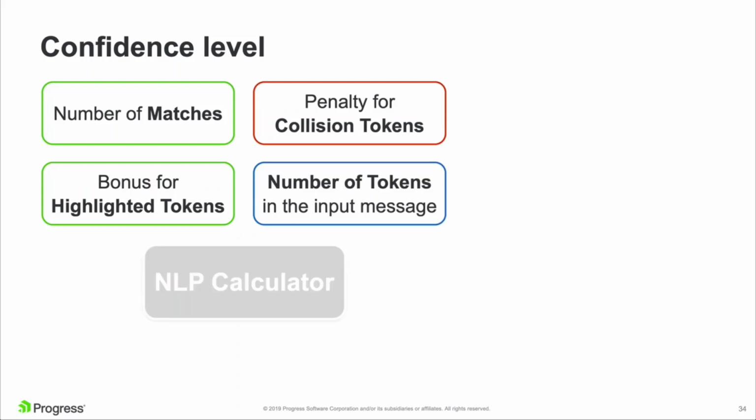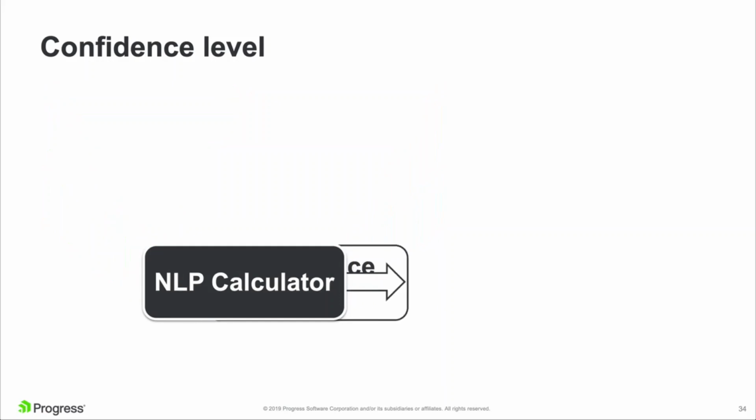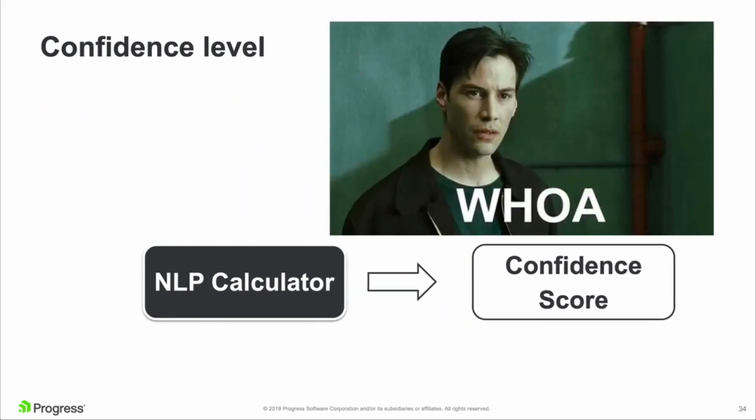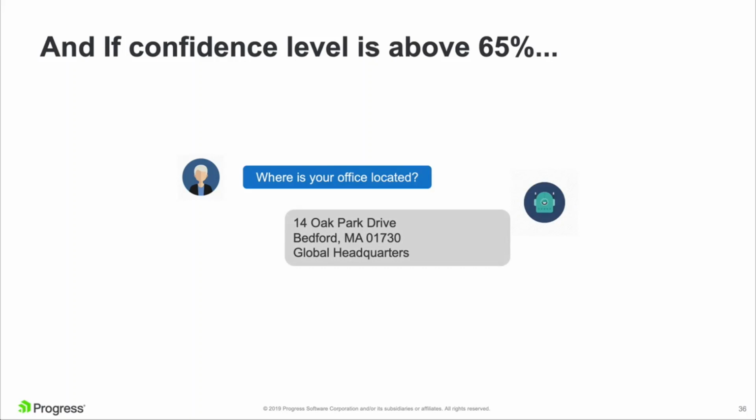And if we take all of this information and drop it into the NLP calculator, as a result, we'll get a confidence score. And if that score is above 65%, so when I ask where is your office located, the chatbot will respond with an answer. If the confidence level is below 65%, then the chatbot will respond with something like, sorry, I don't know that. And in a nutshell, this is how NLP works, and this is how chatbots know what you're trying to say and what to tell you in response.